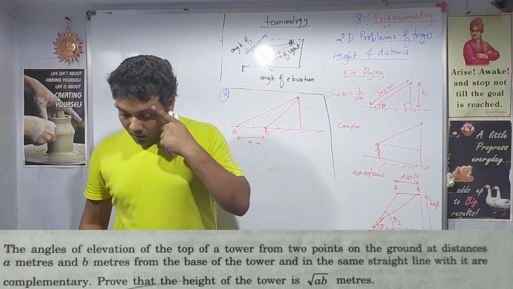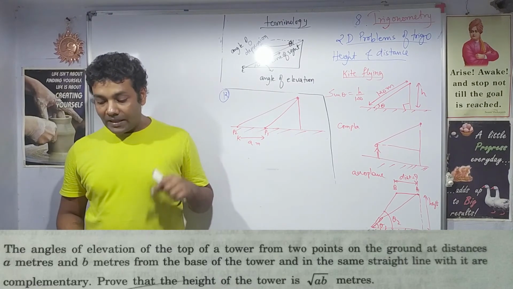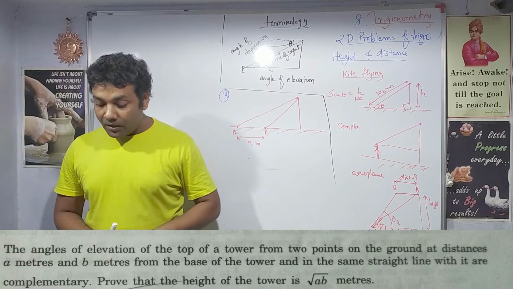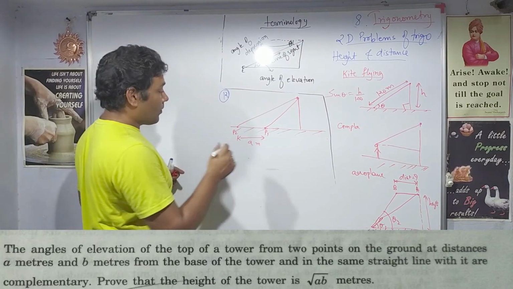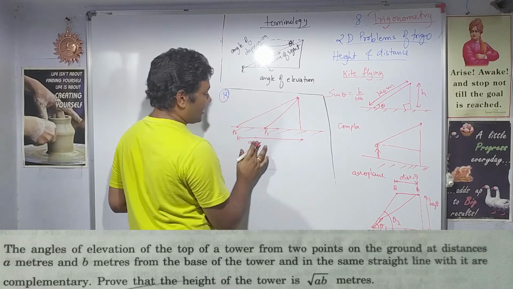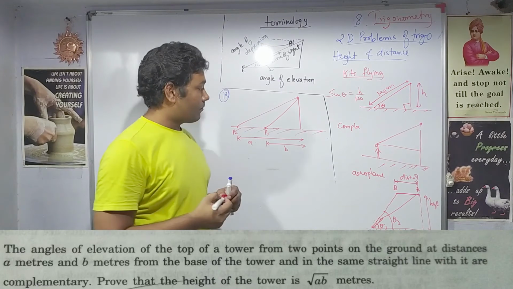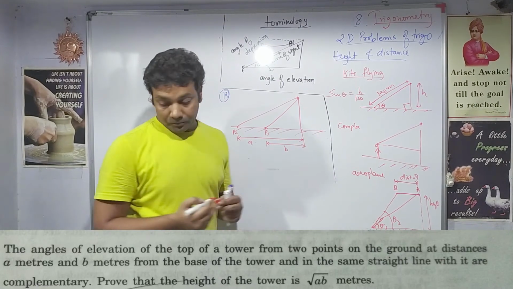The angle of elevation of top of the tower from the 2 points on the ground at a distance a meters and b meters from the base of the tower. So one point is a meter and other point is b meters from the tower. So let us say this is a meters and this is b meters from the base of the tower, right?